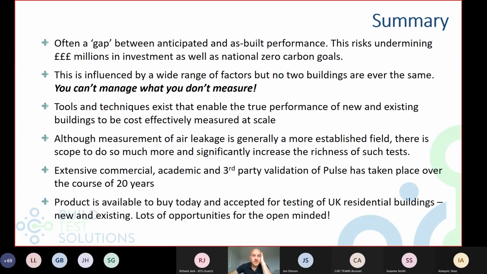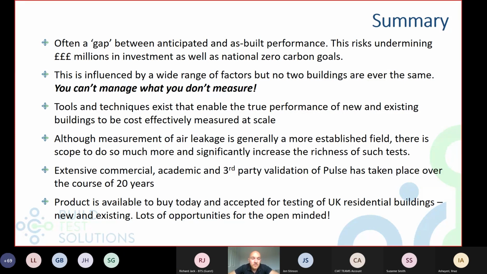So I think I've overrun a smidge, but just in summary then, as Richard's outlined, there's often a gap between anticipated and as-built performance. It's well understood, but it seriously risks undermining millions of investment, as well as the overall national zero carbon goals. It's influenced by a whole host of different factors, but it cannot be stressed enough that no two buildings are ever the same. And I find it hard to counter the argument that what you don't measure, you can't manage.